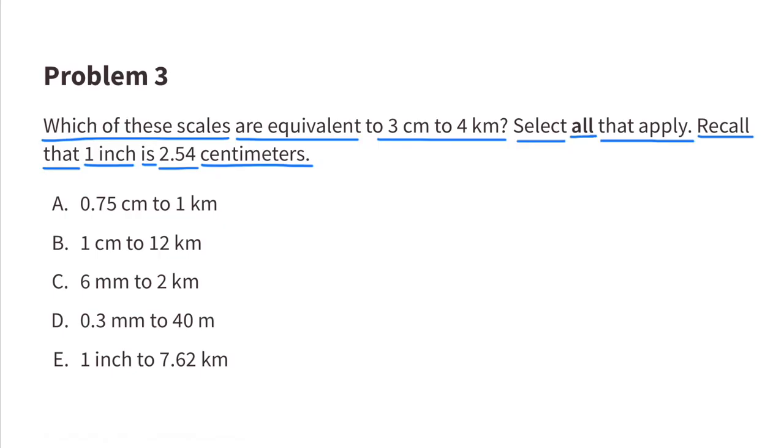Number 3. Which of these scales are equivalent to 3 centimeters to 4 kilometers? Select all that apply. Recall that 1 inch is 2.54 centimeters. Divide 4 kilometers by 4 and you get 1 kilometer, and divide 3 centimeters by 4 and you have 3/4 centimeters, or 0.75 centimeters. So A is equivalent. Divide 4 kilometers by 100 and you get 40 meters. And divide 3 centimeters by 100 and you get 3/10 of a millimeter. So D is equivalent.